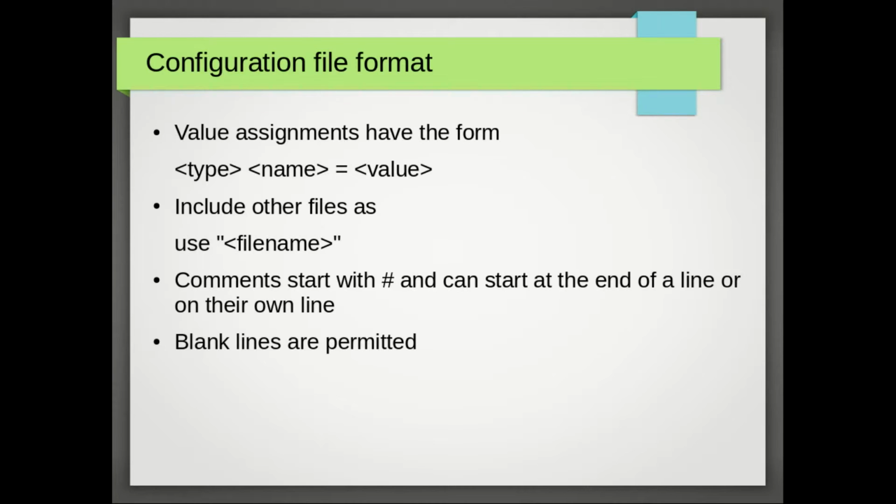The format that you actually specify the files in is a fairly familiar and readable syntax. It's just the type, then the name of the variable, equals, and then the value, and you can include other files with use, and then you pass the file name as a string. That basically works the same as pound include in the C preprocessor for header files. Then you can have comments which start with pound, and they can start at the end of the line or in the middle of the line, and you can also have blank lines.